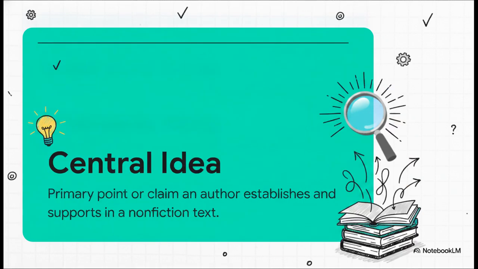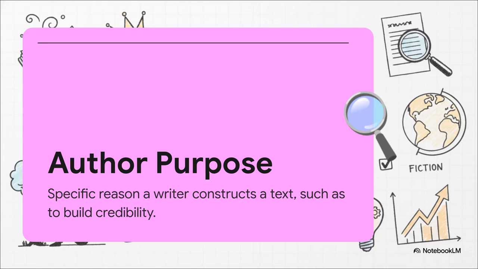Now let's contrast that with our next term, central idea. So if theme belongs to fiction, central idea is the main target we're tracking in nonfiction. This is the primary point or the main claim that an author is trying to establish and support using evidence. It is the absolute core of their entire argument. And our third term is author purpose. This is the specific reason a writer constructs a text to begin with. Maybe they're trying to build credibility, or maybe they want to influence you, the reader. But here is a massive rule for you text detectives. When we summarize the author's purpose, we have to do it purely based on the text. No personal opinions allowed. We only report on what the author's structure and evidence actually tell us.